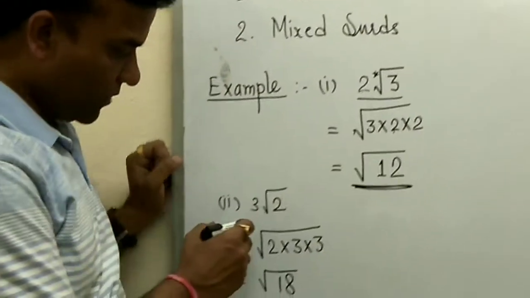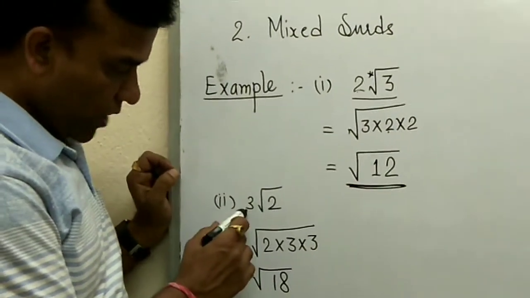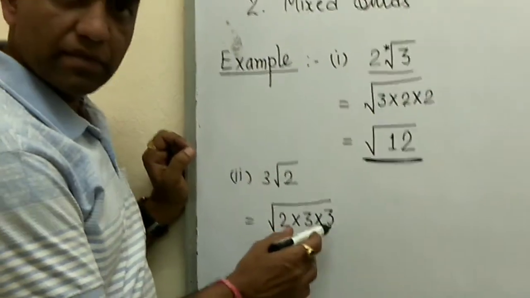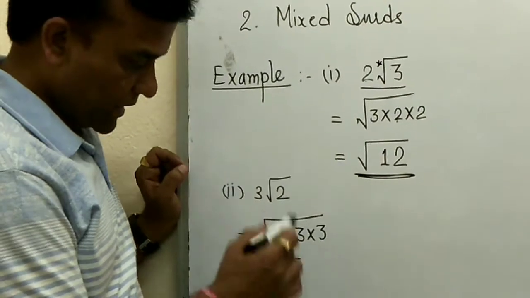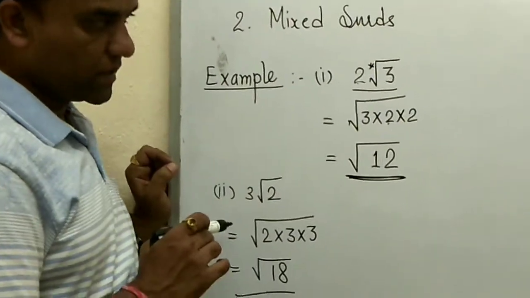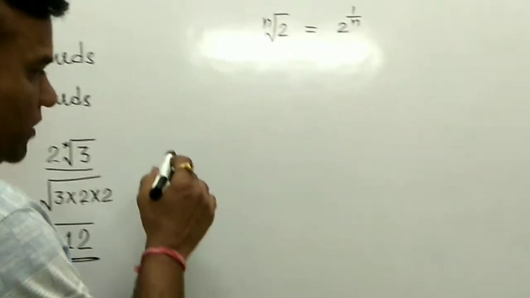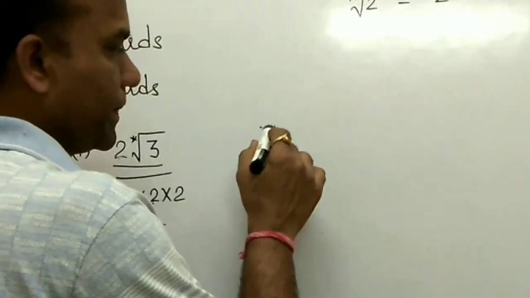Then we have the example of 3 root 2. Now this 3 goes inside, how many times? 2 times, so 3 times 3 is 9, and 9 times 2 is 18. So root 18 is a pure surd. And now again we have another example.